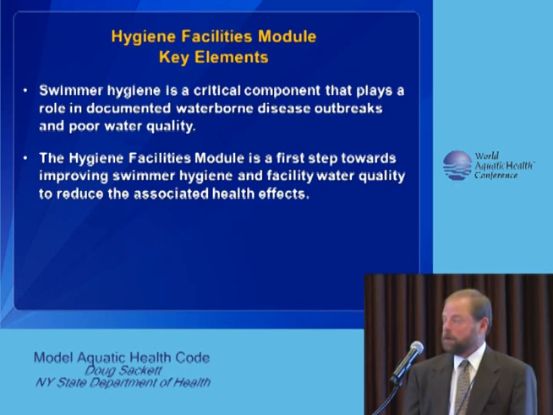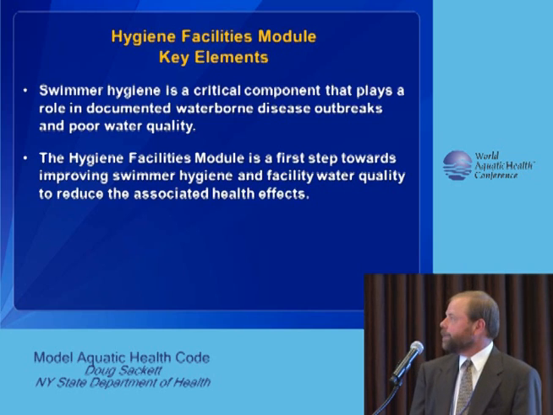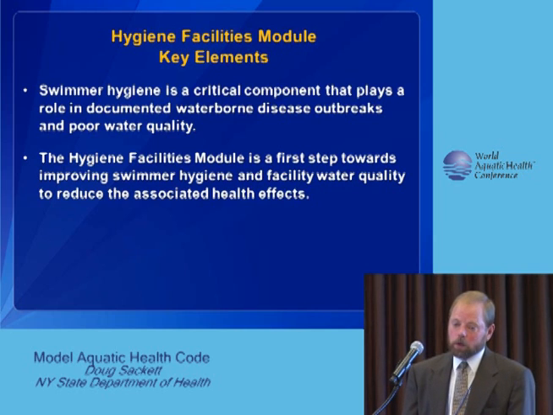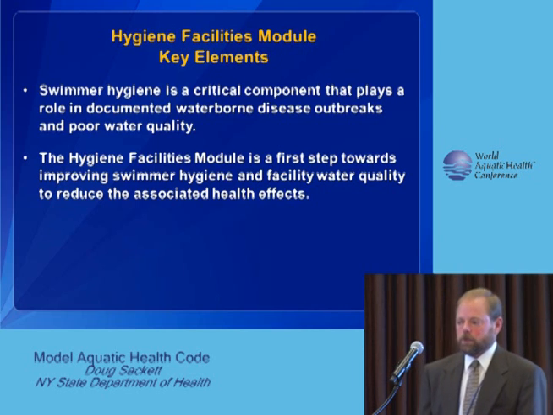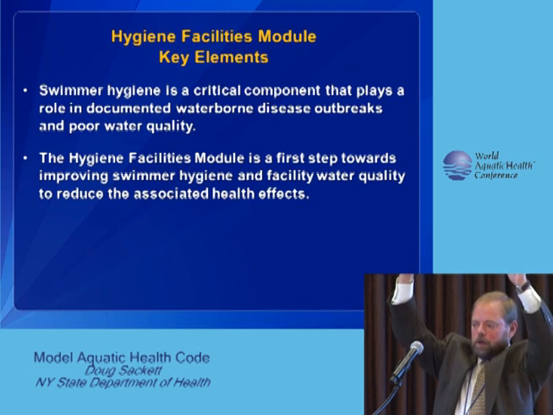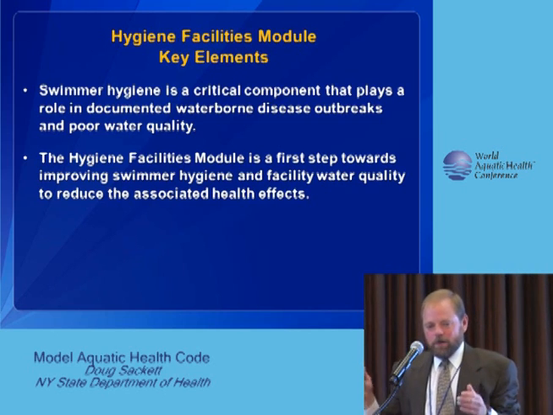Next module we want to speak about is the hygiene facilities module, your bathhouses. And swimmer hygiene is a critical component that plays a role in some of your documented waterborne disease outbreaks and poor water quality. Again, if your bathers come in, they don't shower, if you don't have handy or adequate toilet facilities, I've seen this. If you don't have diaper changing stations, what's the parent to do? I've seen them with the spray grounds, of course, before we changed this, the parent at a spray ground, diaper kids, holding the kids up under the spray ground to wash their bottom off in there. Why are they doing that?